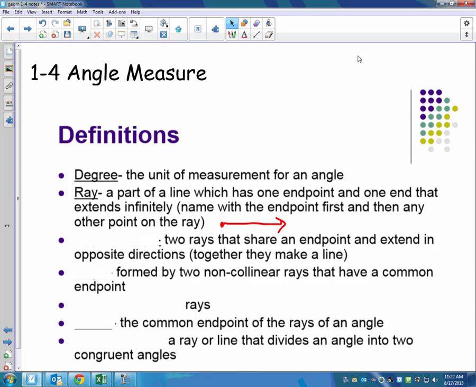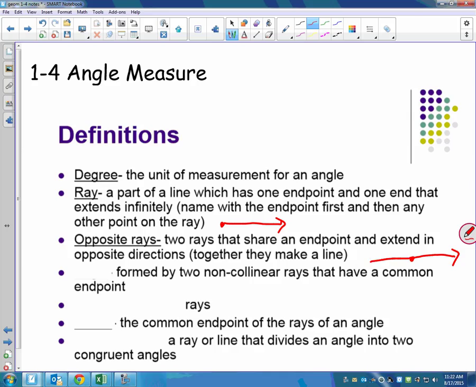And the reason that you have to know what a ray is to talk about angles is the way we define an angle is two rays that share an endpoint and extend in opposite directions. Those are called opposite rays. Chandler says that's just a line. You have one going this way and one going this way. That's just a line, or it's opposite rays.